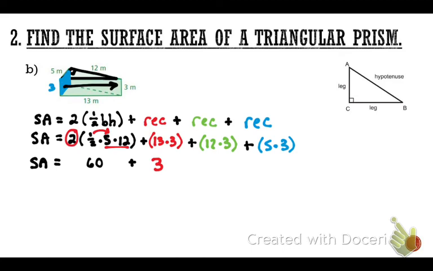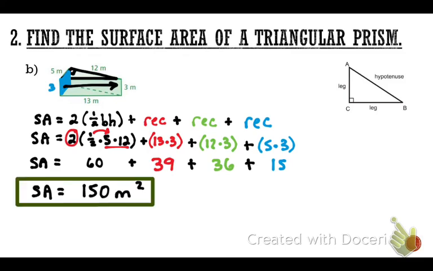Plus, girls, 13 times 3 is? 39. Plus boys, 12 times 3? 36. Come on, guys. Plus everyone, 5 times 3? 15. All right, now you're just going to add those together to get the surface area of this triangular prism. All right, guys, what is the answer? 150 meters squared. 150 meters squared is correct.